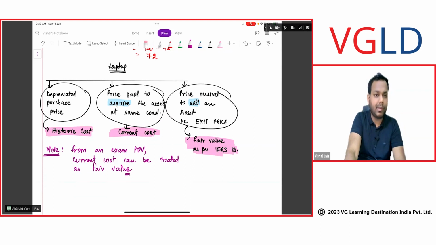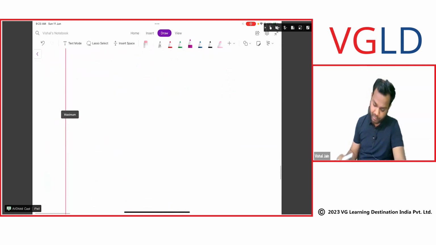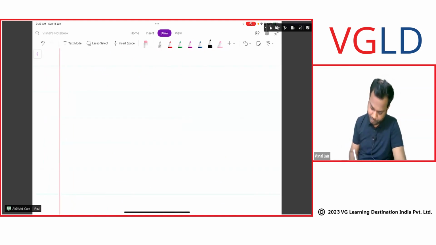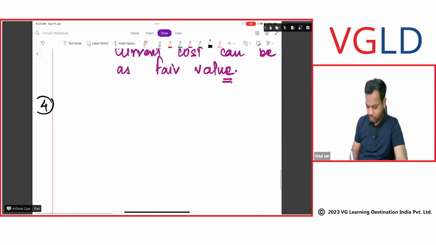Summarize, I've already done the summarization. Removal cost or restoration cost, I will discuss now. Okay, fine. Then Rhythm is saying good morning, Rhythm. Okay, two queries pending, I believe. Let me take one by one. So this was point number 3, now point number 4. Restoration.